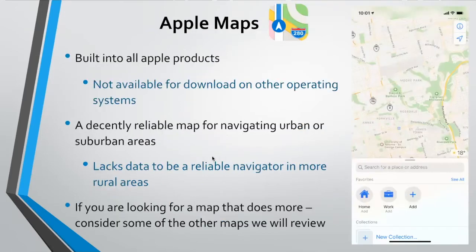So the first one we'll go over is Apple Maps. It's the very general Maps app that is built into all Apple products. It's not available for download on other operating systems. It's a decently reliable map for navigating urban or suburban areas. I use it all the time, and sometimes it'll give me some wonky routes. But it lacks data to be a reliable navigator in more rural areas, which is where you might struggle a little bit more. And if you are looking for a map that does more, consider some of the other maps we will review.